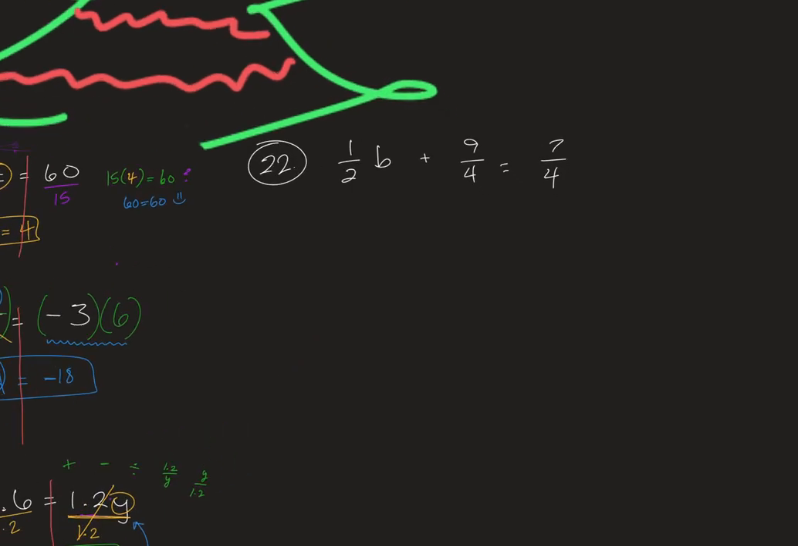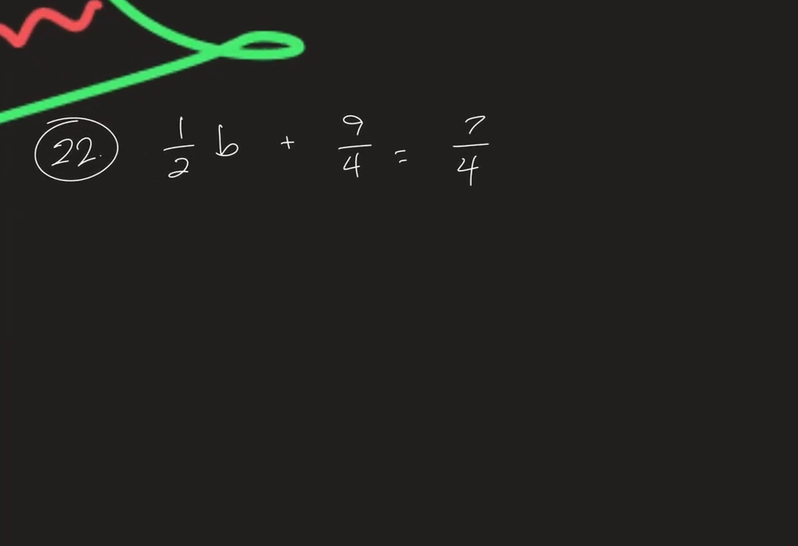So here we go. We have 1/2 b. What are they doing to each other? They are multiplying. Plus 9/4 equals 7/4. We have two sides to this equation, a left side and a right side, and the question we ask is, can either side be simplified? And the answer is no. I cannot multiply these because I don't know what b is. I cannot add 9/4 because I don't know what b is. And that's just a number, so that side is simplified.